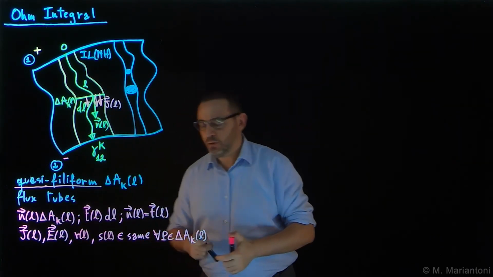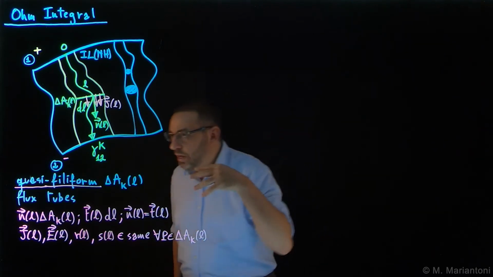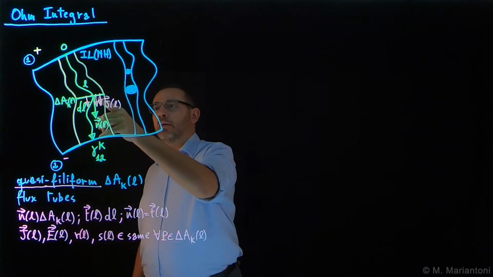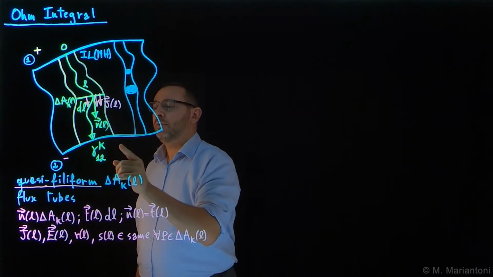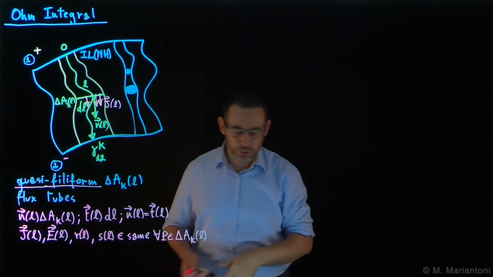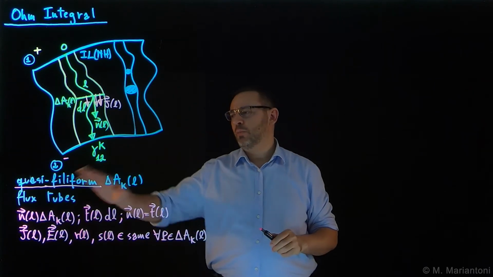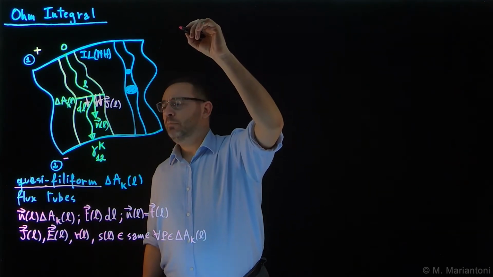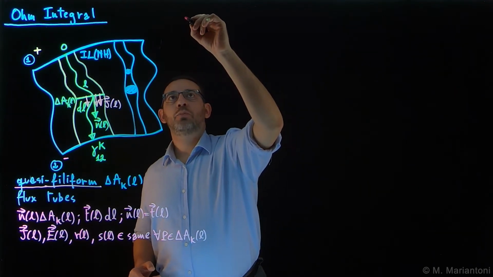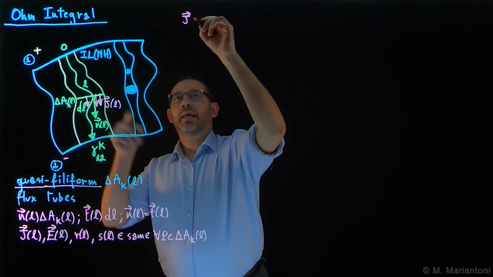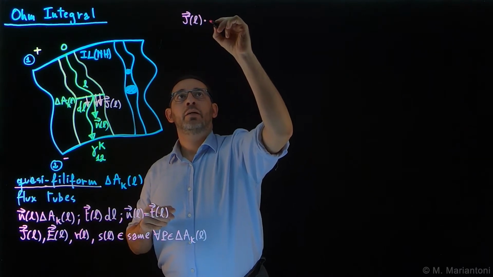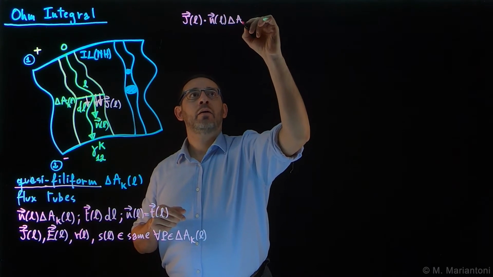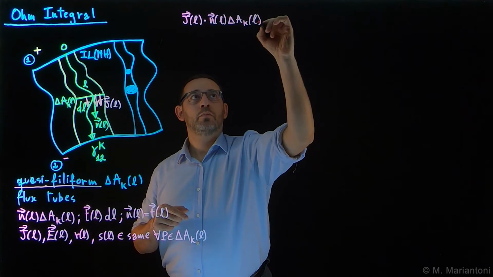Good. Now, with all these definitions in mind, we want to compute the flux of J across delta A_k(L), and we want to use the fact that these are flux tubes. So, if I compute the flux on a flux tube, and of course I'm considering, as always, steady currents, what do you think happens? Well, clearly, the flux is going to be J at L, dotted with N at L, times delta A_k at L.